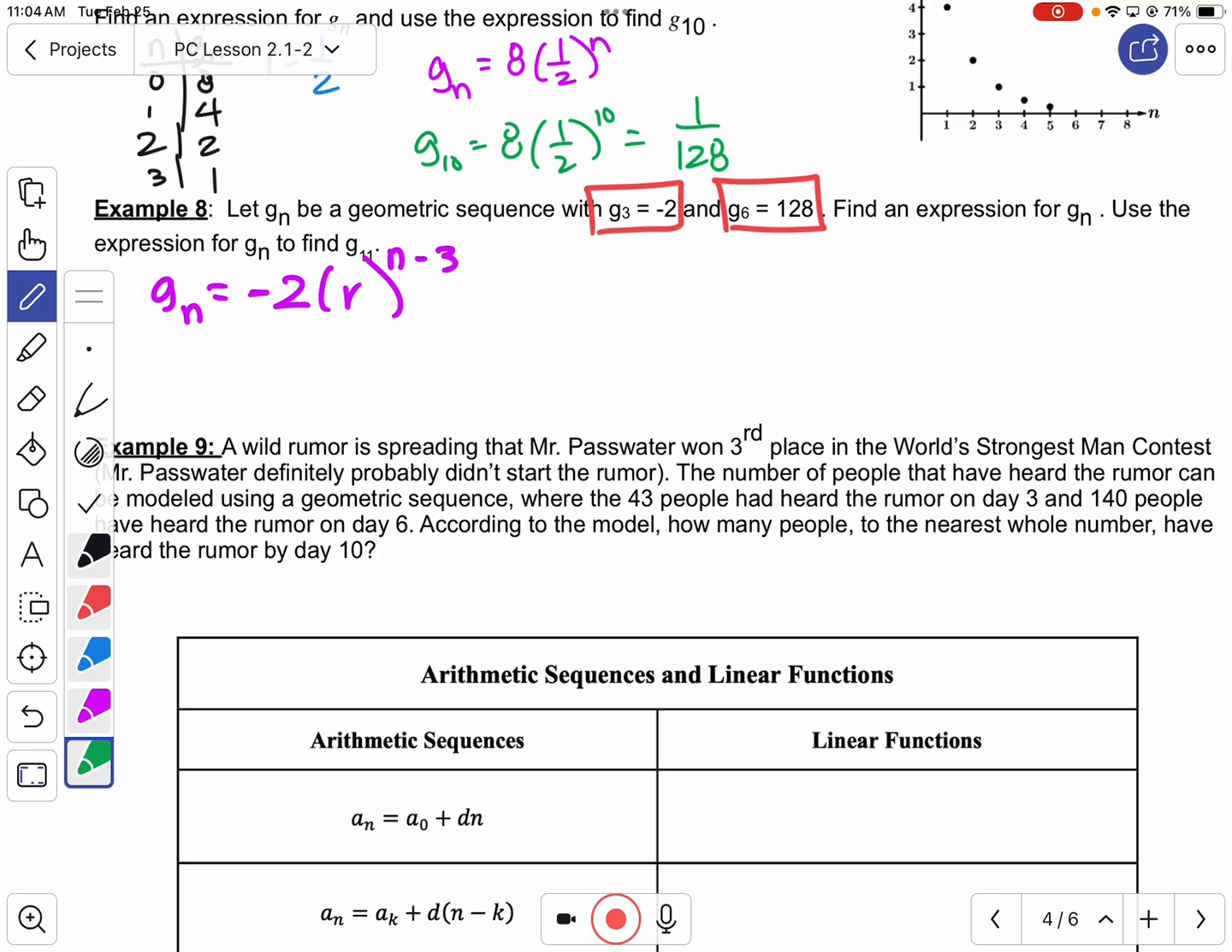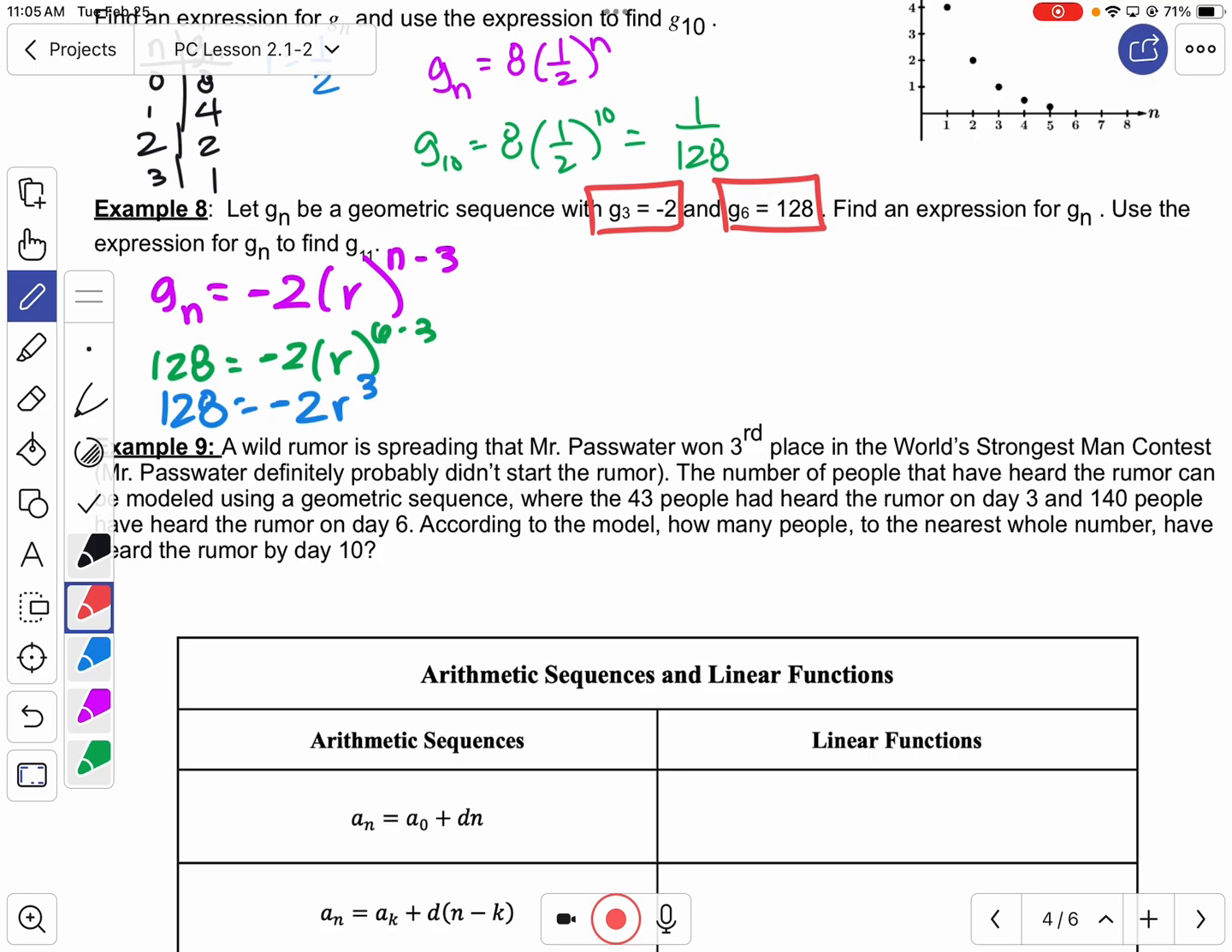So let's plug in 6 and 128. We've already used 3 and -2. Let's see if we can find R. G sub 6 would be 128 equals -2 times R, which is what I'm looking for, to the 6 minus 3. Okay, so we're going to simplify it, see if we can solve for R. So 128 divided by -2 would give me R to the 3rd. Now, how am I going to solve that equation?